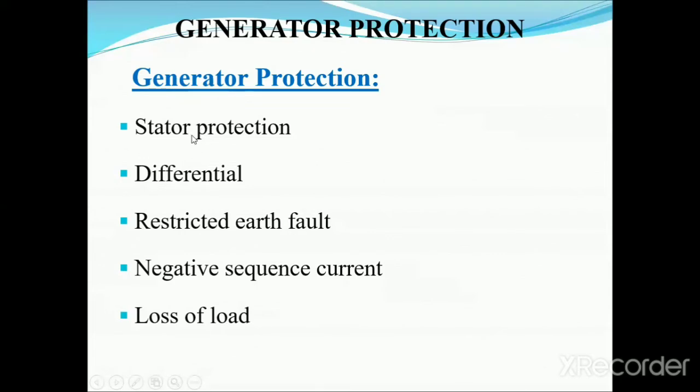Basically we are having the stator winding, so we give the stator protection. The first one is the stator protection, next is the differential protection, next is the restricted earth fault protection, next is the negative sequence current protection, next is the loss of load. In some cases we suddenly drop the load, and in that case we obtain the loss of load. How we give the protection for the generator in that case will be discussed under loss of load.